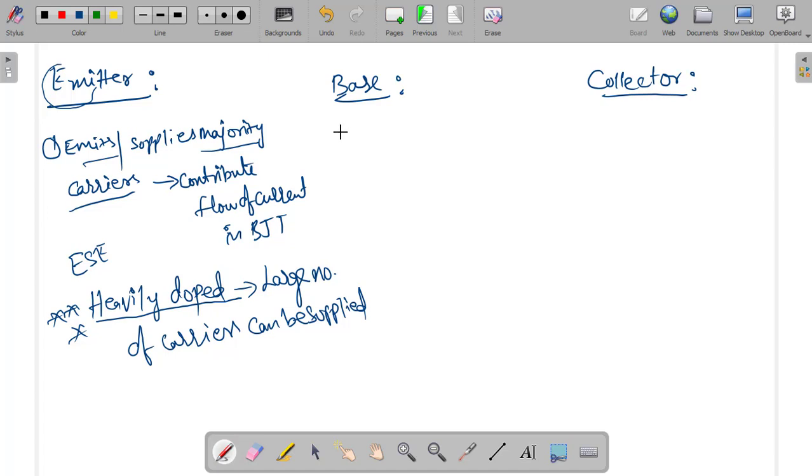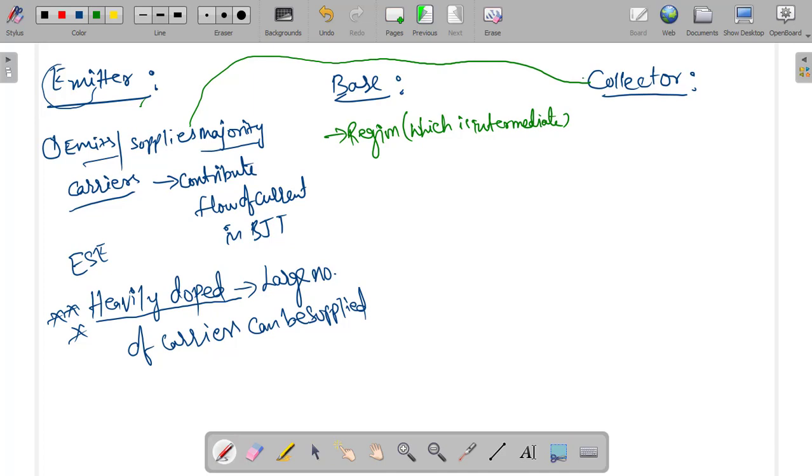Base. What is base? Base is the region through which carriers supplied from the emitter travel to the collector junction. It is the intermediate region, you can say, nothing but it exists in between emitter and collector. Collector is the one which collects the carriers. Emitter is the one which emits the carriers. Emitter emits the carriers and they are collected by the collector through the base.